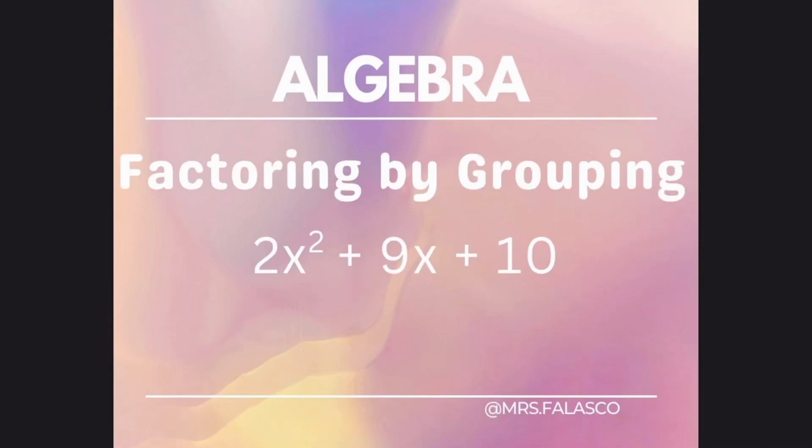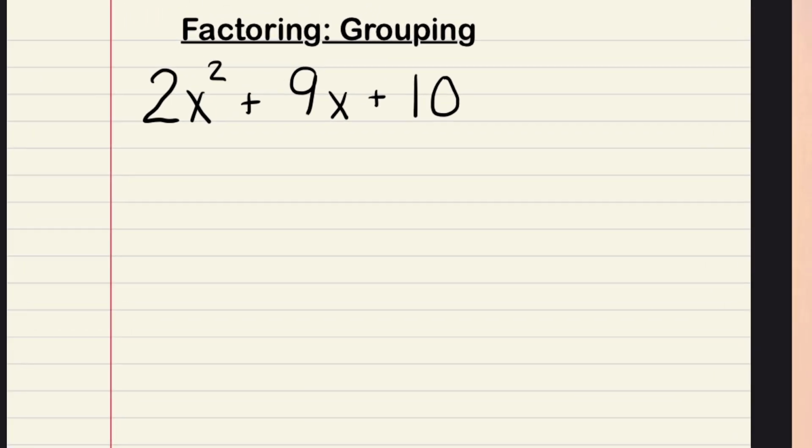Factoring by grouping. So this is when we're factoring a trinomial and we're going to use the method of grouping. We've already learned about the 1am method, but in examples such as these, we can't use it because the leading coefficient is a number that is not 1. So let's take a look at this first example.